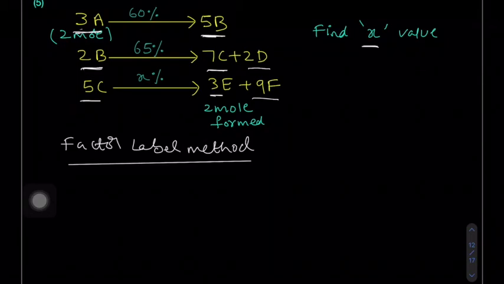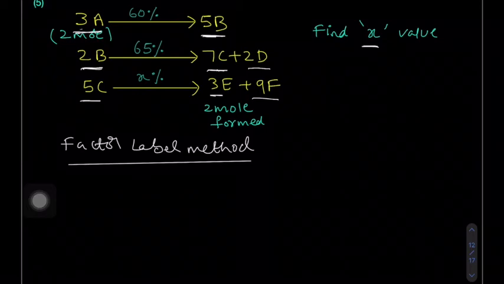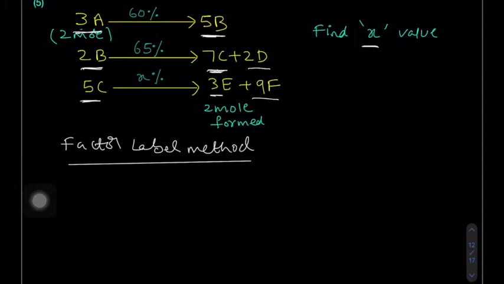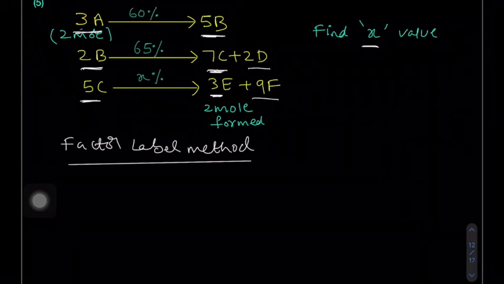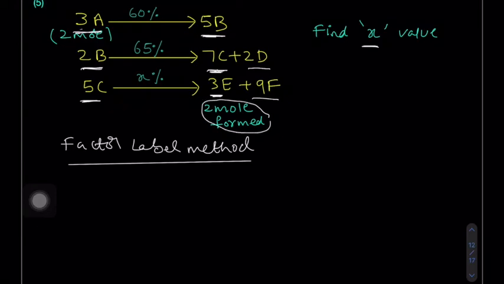2 moles of B will give 7 moles of C. From the above expression, how many moles of B? From which how many moles of C will be obtained? Okay. From here to the next step, 5 moles of C will give 3 moles of E. From the second step, how many moles of C? From that, how many moles of E will be obtained? Okay. So the number of moles of E already given to you is 2 moles. Now we have to calculate the percentage of the yield.